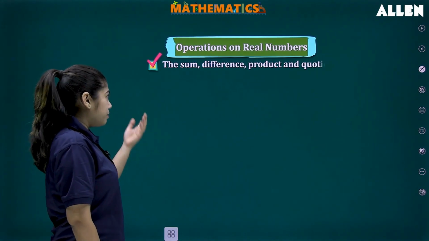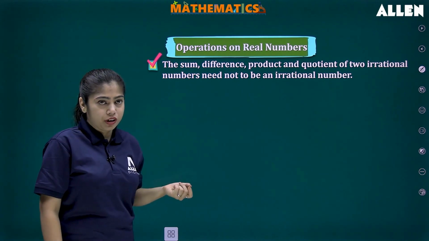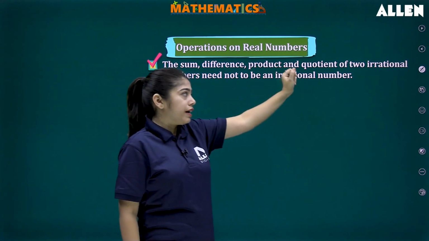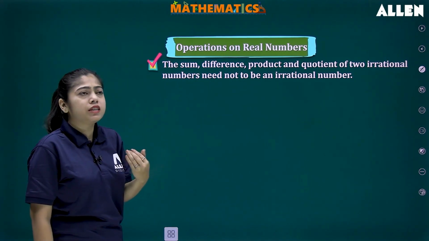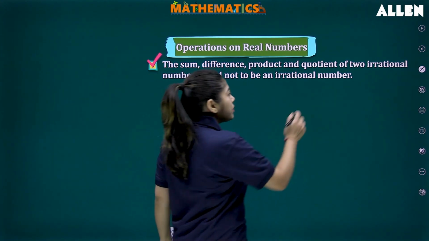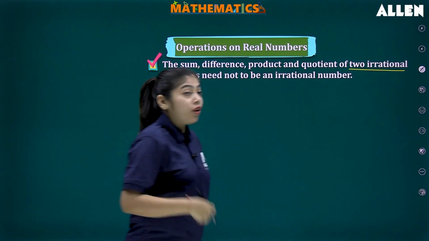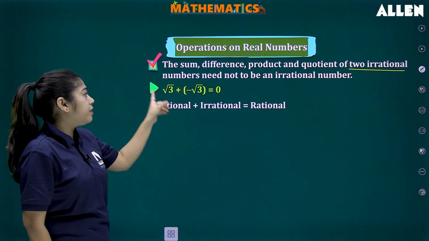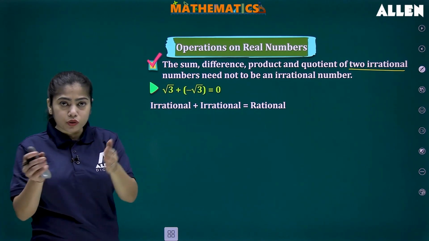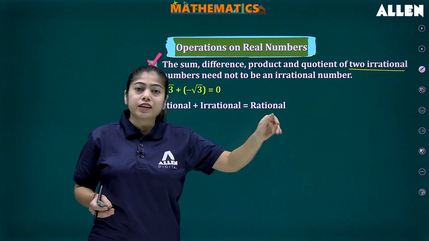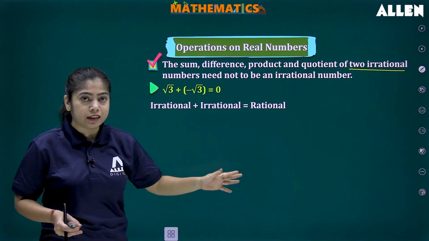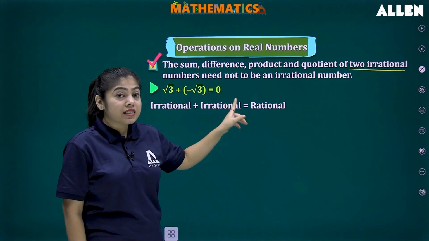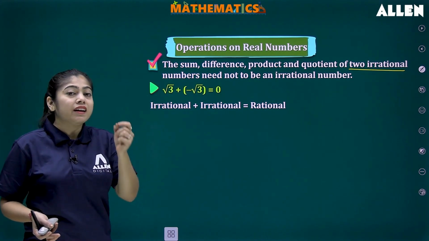Moving on to the next point: sum, difference, product and quotient. Now we have taken all 4 mathematical operations, right? Plus, minus, multiply and divide of 2 irrational numbers need not be irrational. Now both the numbers are going to be irrational. Then what happens? Let us see. When we see sum, that means addition, you see root 3 added to negative of root 3, right? Root 3 is irrational. Negative of root 3 is also an irrational number, as we have discussed earlier. So 2 irrational numbers are getting added. Can you see the answer over here? The answer that we are getting is a rational number.